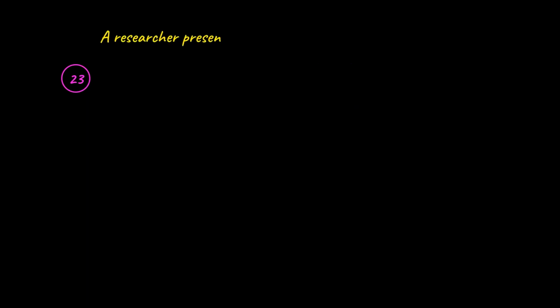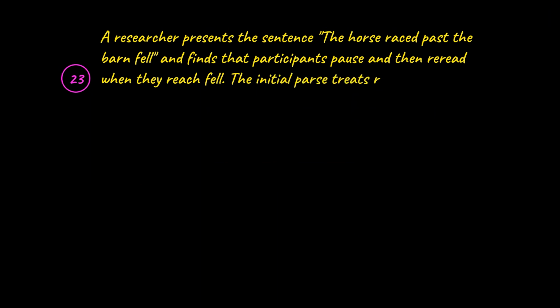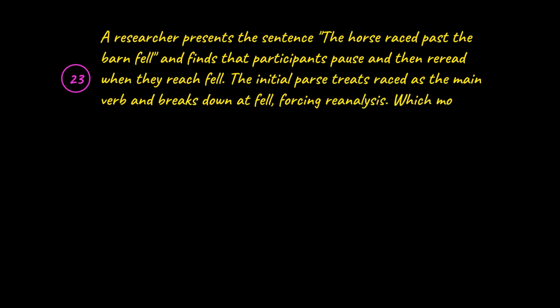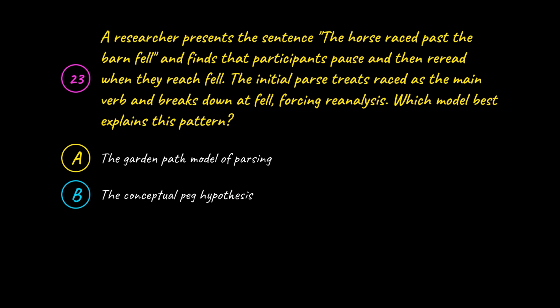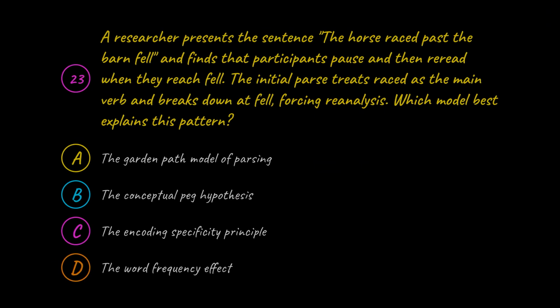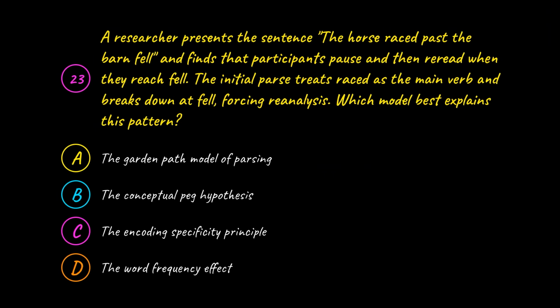Question 23. A researcher presents the sentence, "The horse raced past the barn fell," and finds that participants pause and then reread when they reach fell. The initial pass treats raced as the main verb and breaks down at fell, forcing reanalysis. Which model best explains this pattern? Your options are A. The garden path model of parsing, B. The conceptual peg hypothesis, C. The encoding specificity principle, D. The word frequency effect. Don't overthink it. Which one feels right?